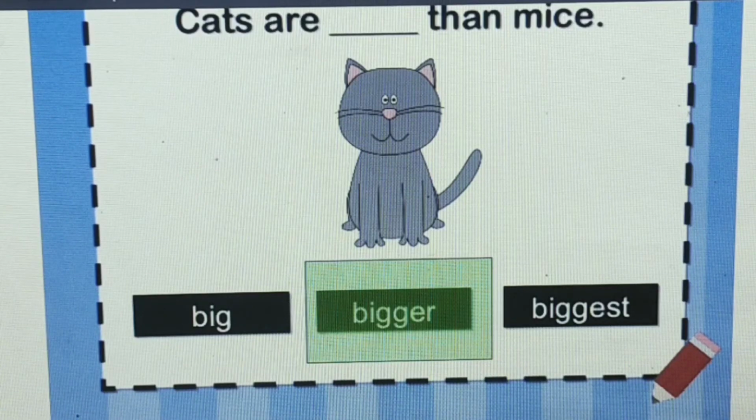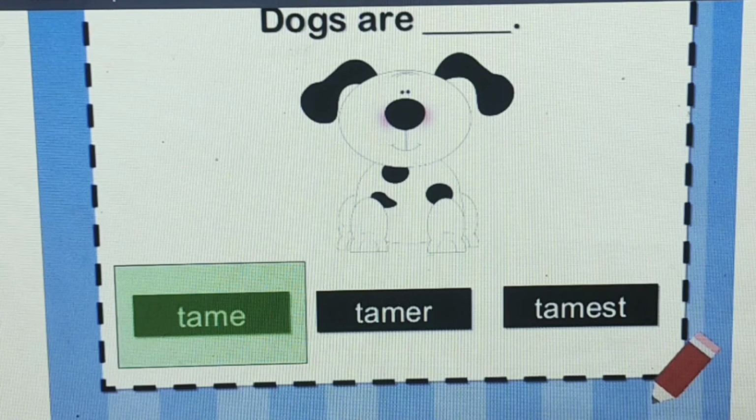Now let's check your understanding. Cats are dash than mice. So than is there. It is a comparative degree. Answer will be bigger. Dogs are dash. Tame, tamer, tamest. So there is no comparison. It is the first degree, that is positive degree. Dogs are tame.